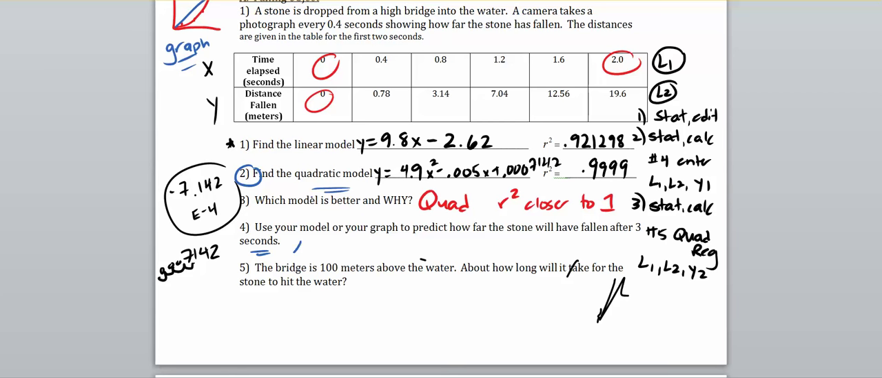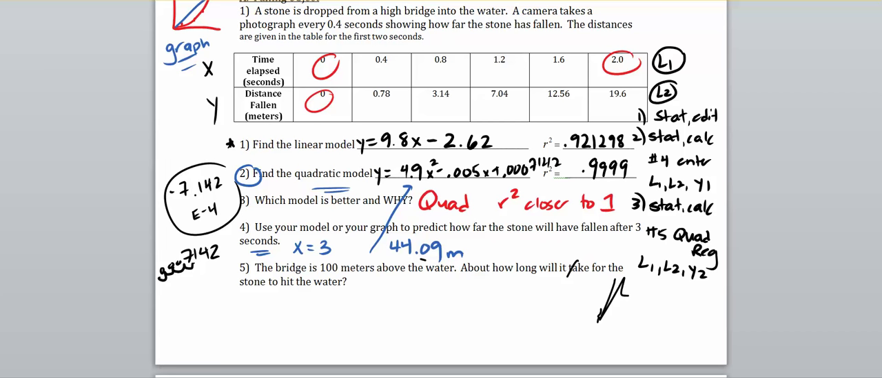So I'm going to do that kind of my calculator setup and say, oops, hold on, stat. Yeah, I'm going to say 4.9 times 3 squared, and then minus 0.005 times 3. So I'm just plugging in a 3 every place I see an x, plus 0.000742. Okay, and I'm going to get an answer of 44.09. All right, and that would be how far the stone will have fallen. That's how many meters it has fallen.